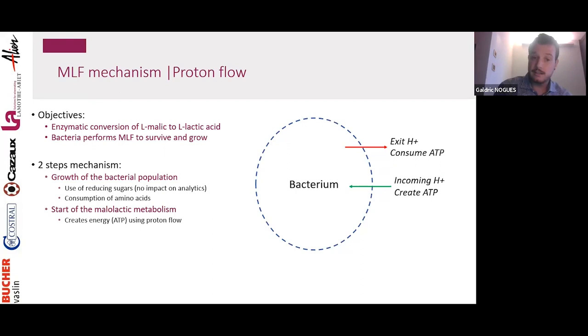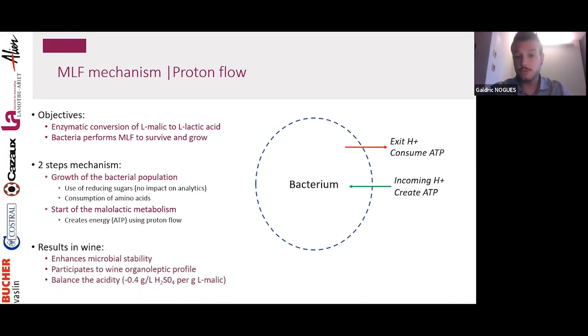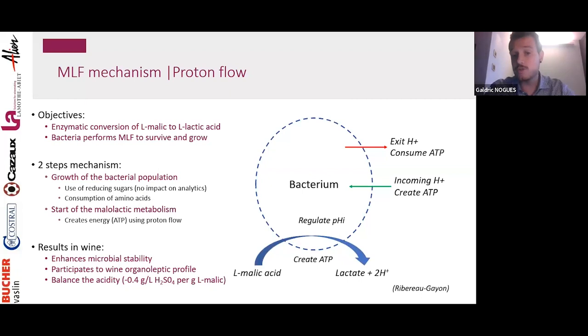And then it will start the proper MaloLactic metabolism, which creates ATP using another proton flow. This proton flow is actually the transformation of L-malic acid into lactate, which is the form of lactic acid. There is also an exit of two protons, and this exit combined with the lactate helps to create ATP for the bacteria. So the balance is positive, and the bacteria is producing energy when it does the MaloLactic fermentation.